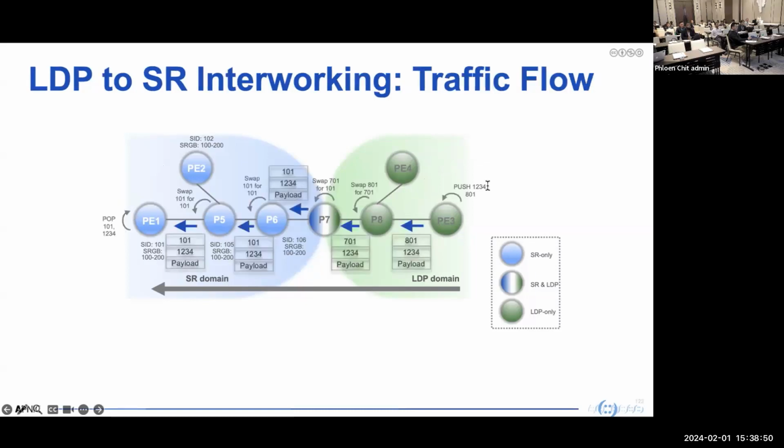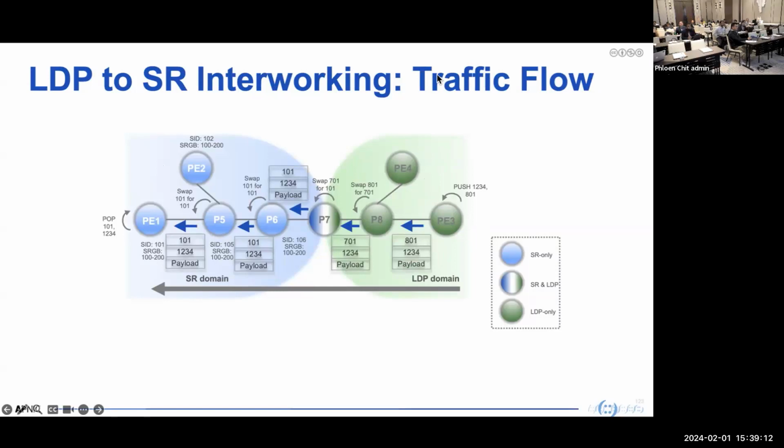The actual traffic forwarding will look like this. From PE3 to P7, LDP labels will be used for forwarding. When the packet arrives at P7, it will swap the label from the LDP label to the SR label. So we can see this part is using the LDP label until it arrives here.